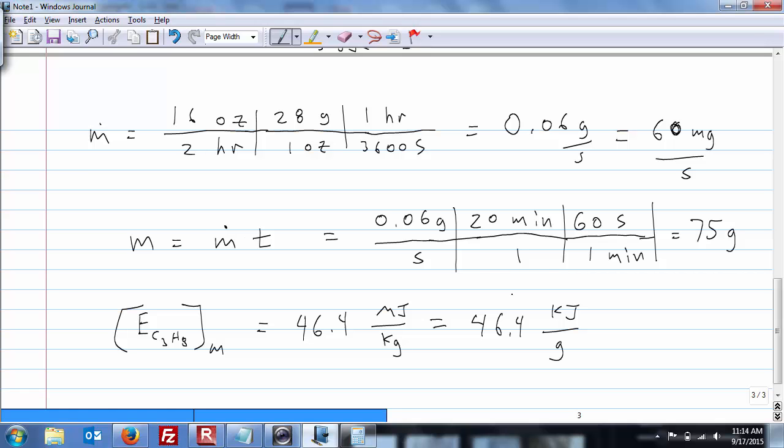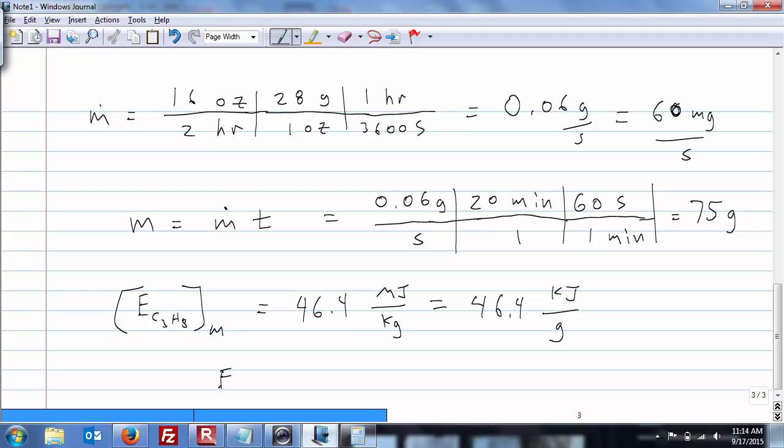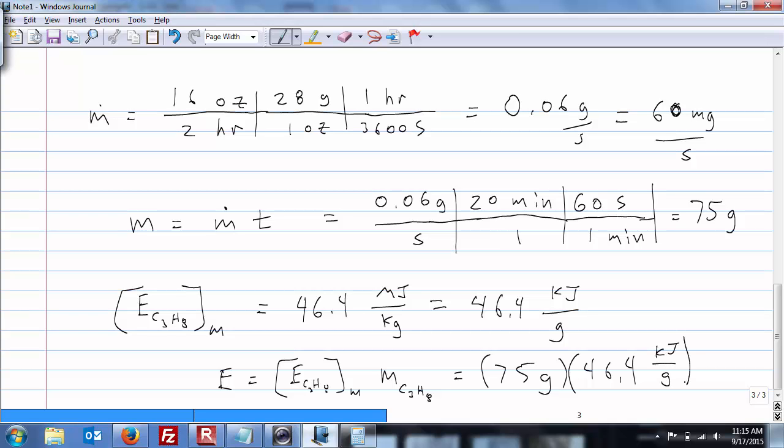Okay, so I've got this in kilojoules per gram, and now I've got the amount of mass. So now all that's left to do is say energy equals the specific energy of propane, C3H8, on a mass basis times the mass of propane, C3H8, equals 75 grams times 46.4 kilojoules per gram equals 75 times 46.